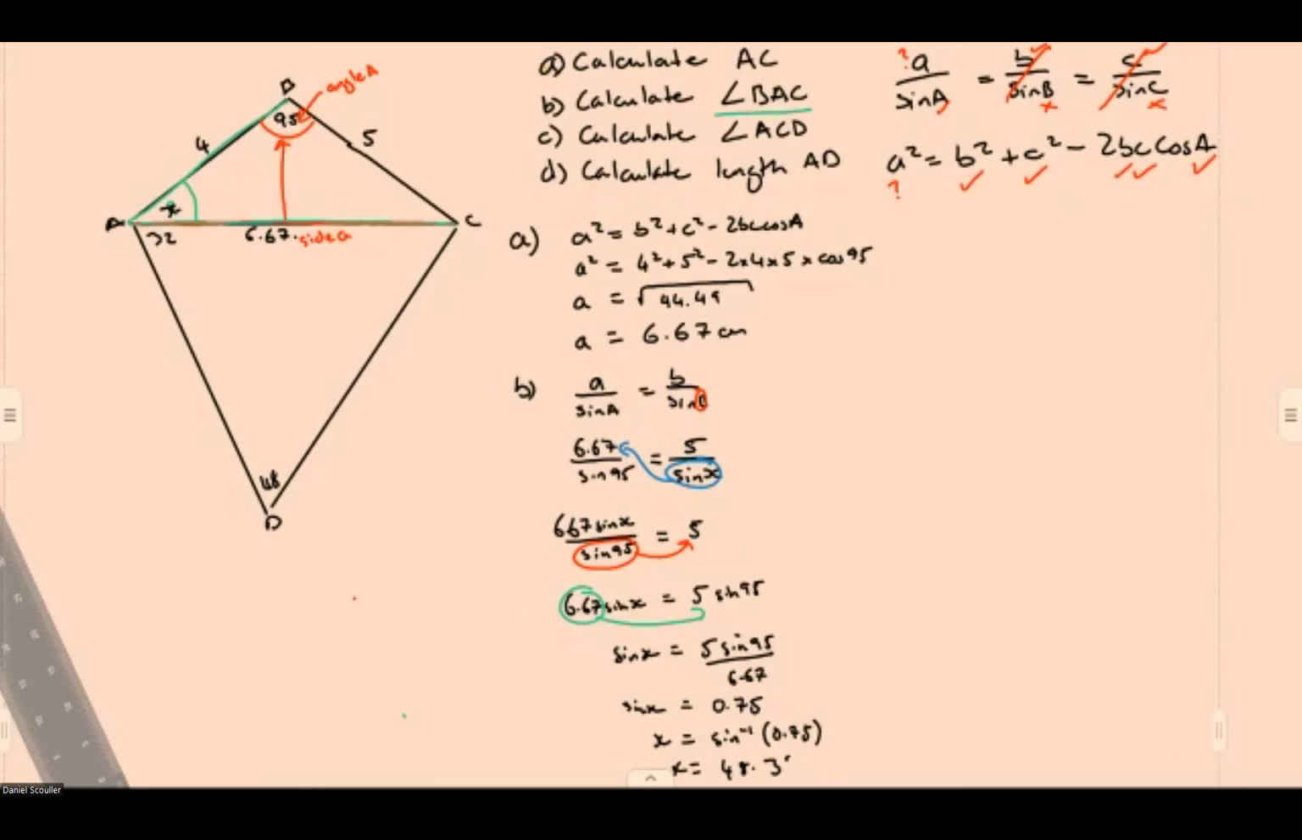I picked the wrong formula. Wrong, sorry. Oh, you corrected yourself. Sorry, picked the wrong formula. Yeah, can you use the cos A one now? Let's have a wee look.